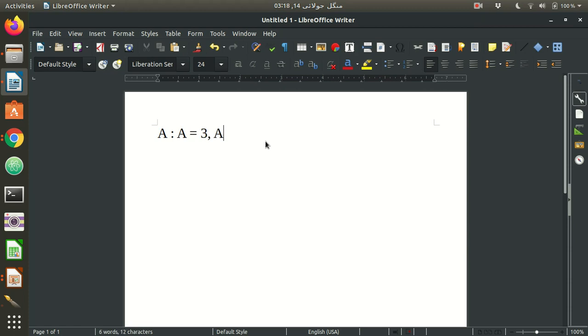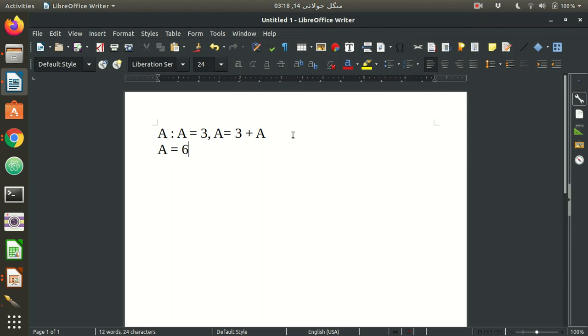A can be equal to 3, or A can be equal to 3 plus A. If I have these two rules in my hand, then I can generate all the multiples of 3 with a single variable A. Let's say I say, let's prove that A is equal to 6.